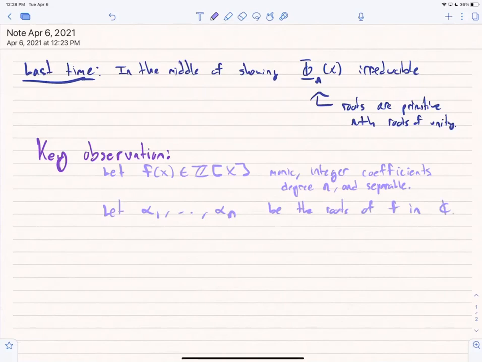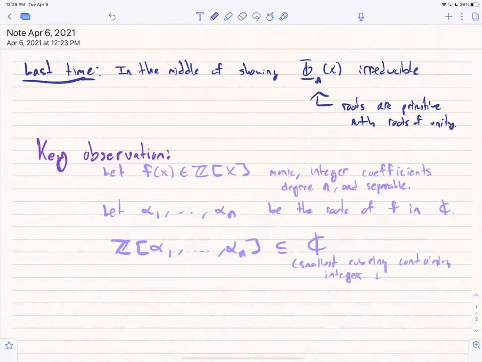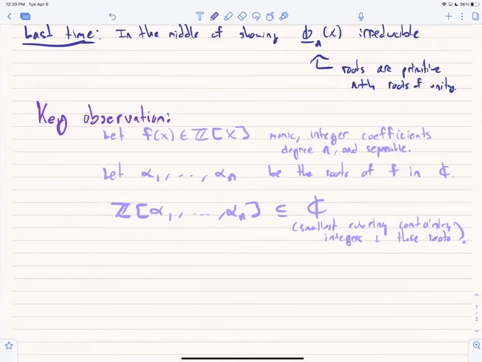Okay, and so then I can do the following sort of silly thing. I can look at just the ring I get by adjoining α_1 through α_n to the integers, inside of C. This just means the smallest subring containing the integers and these roots. Okay. So this is a non-zero ring.